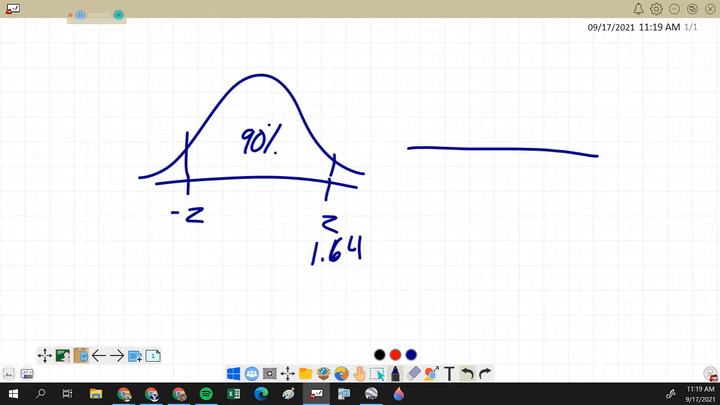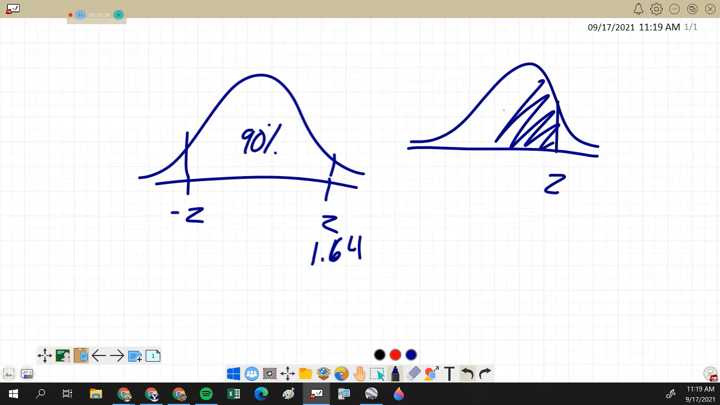Okay, the next question is similar, but it wants to know what z-score creates an area to the left of 90. Is it going to be 1.64? No, what's the difference between these two? The left tail is included in the second graph. So did the z-score have to move to the left, or did it have to move to the right in the second one? Which one's bigger, the first z or the second z?